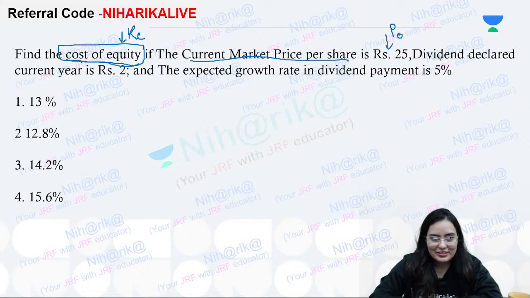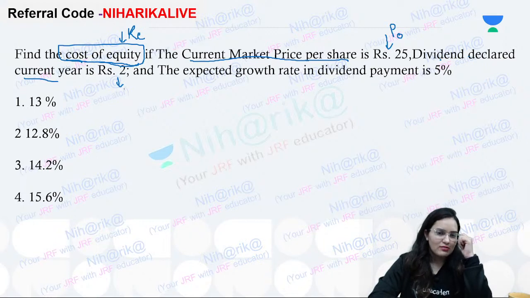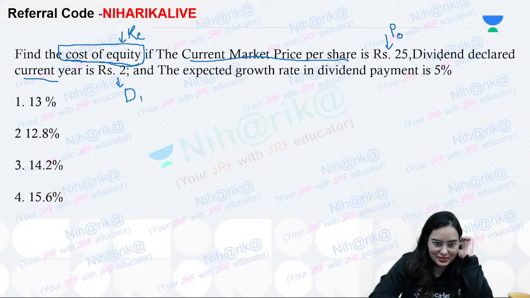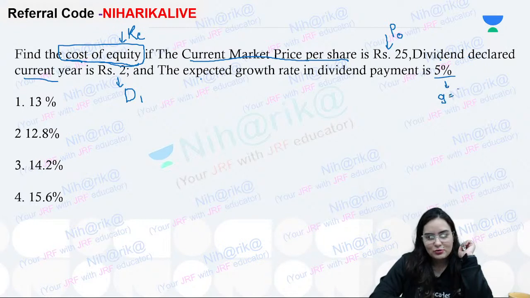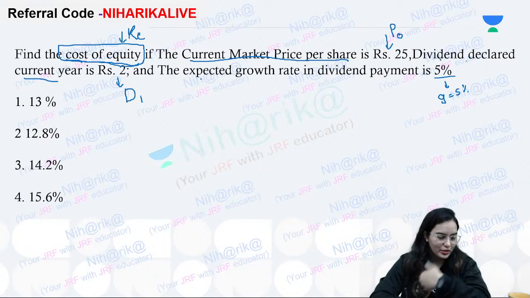Dividend declared current year is 2 rupees. So what should I write, D1 or D0? Current year is given. It is D1. Now, expected growth rate in the dividend payment is 5%. That means G is equal to 5%. Everything is given. You have to find out KE.